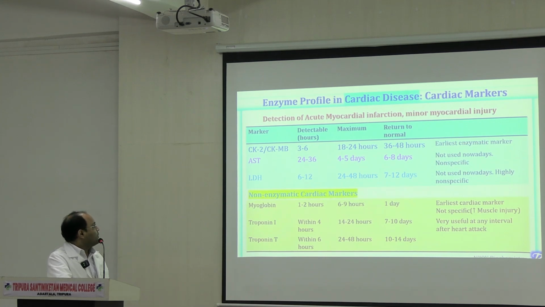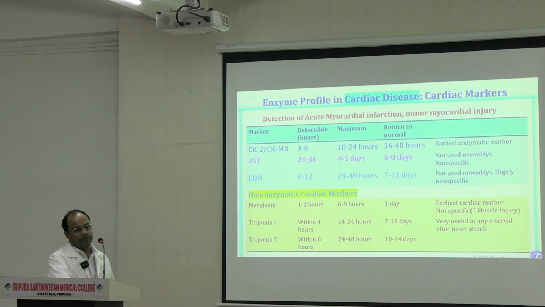It is detectable within 4 hours. We can see the rise in the Trop I level, and the maximum level is reached at 14 to 24 hours, and it returns to normal in 7 to 10 days. Okay, this is also not specific, but it is very useful at any interval after a heart attack. So use Trop I.